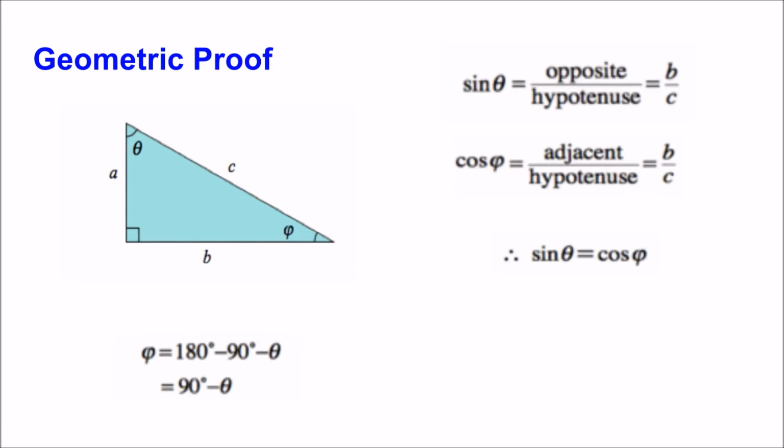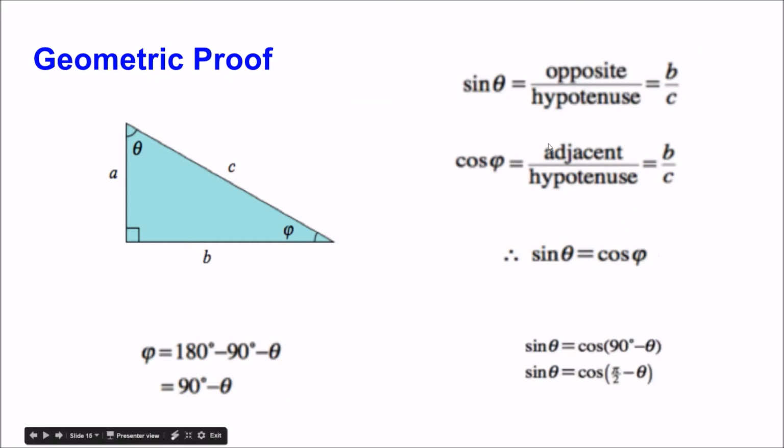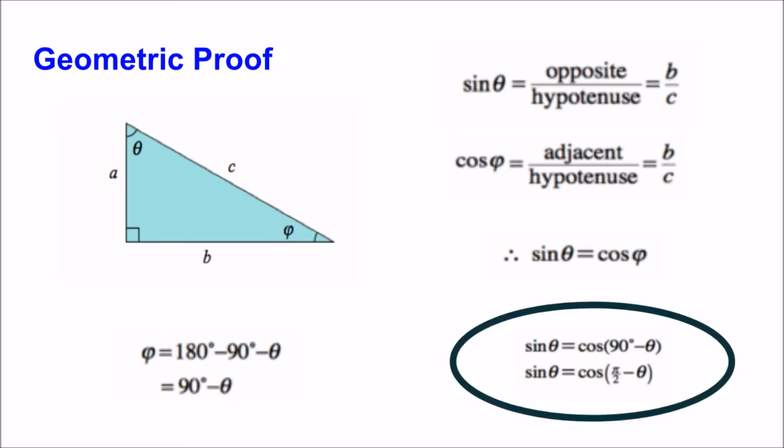If we substitute 90 minus theta into phi, as we have stated here, we get sine theta is equal to cosine of 90 minus theta. And that in radians is sine theta equals cosine of pi over 2 minus theta, which is, in fact, our cofunction identity.